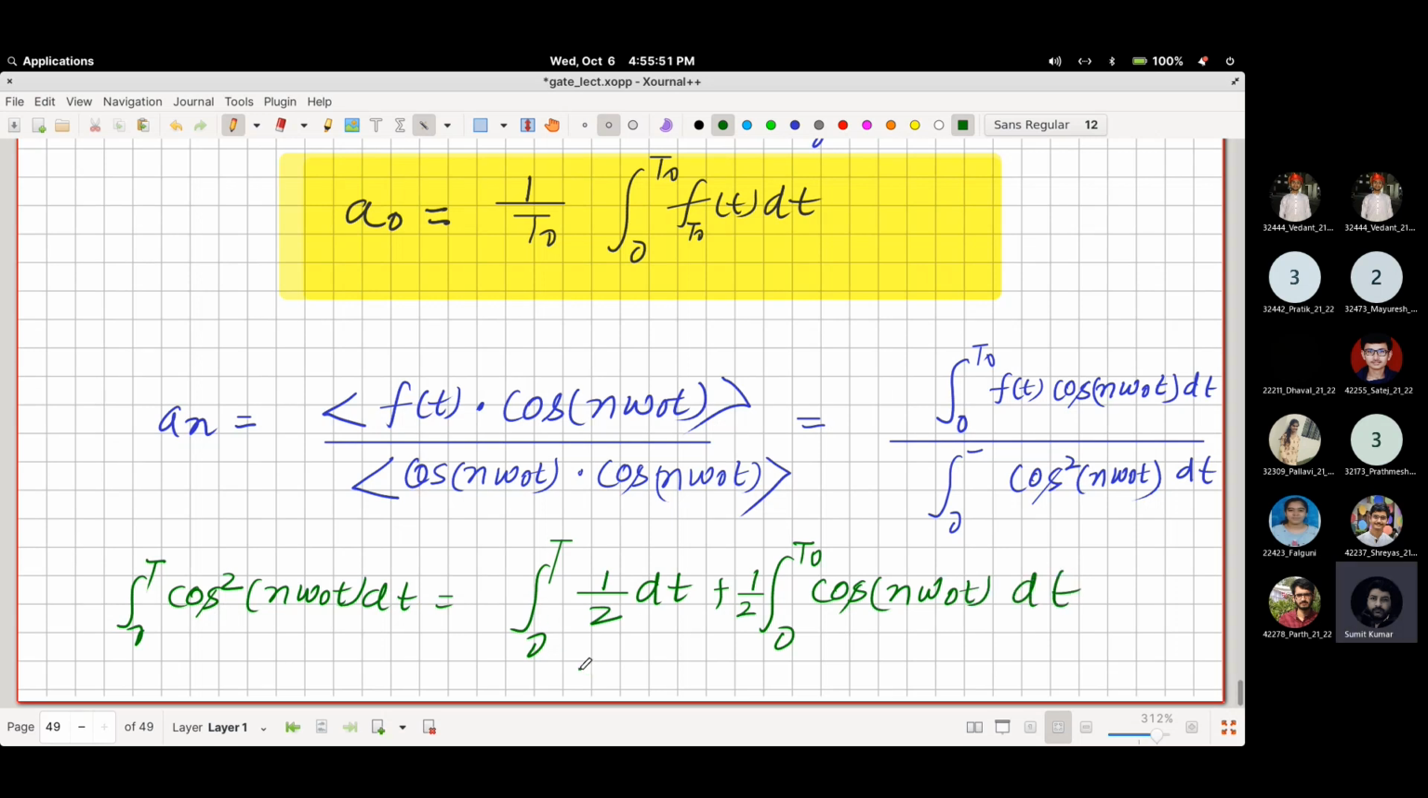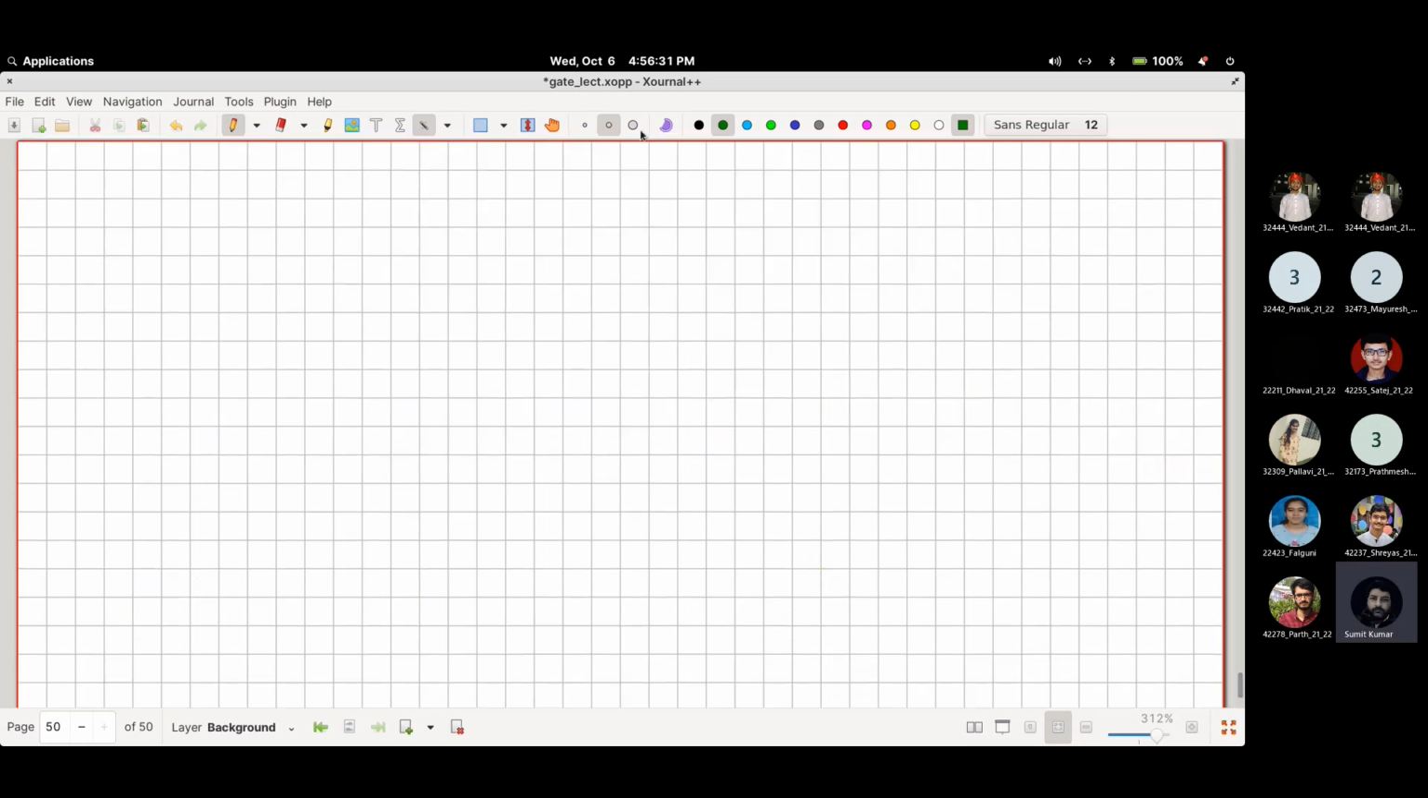What will be the first part? If you integrate half from 0 to t naught, how much will we get? Can anybody tell me? T naught by 2. T naught by 2. Thank you very much. And if you integrate this part here, what is that going to be equal to? Again you realize it is 0. This is cos 2n omega naught t, right? So it has 2n cycles between 0 and t naught. The area of one cycle is 0, so the area of 2n cycles will also be 0. Right? And let me just conclude here.